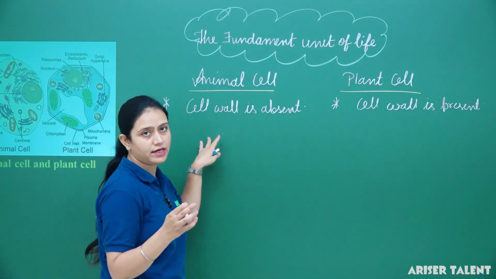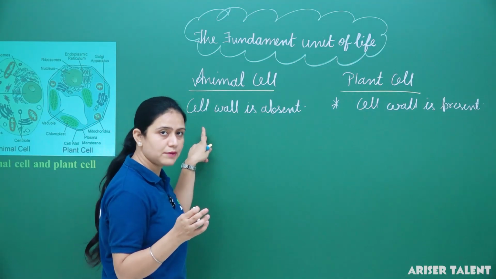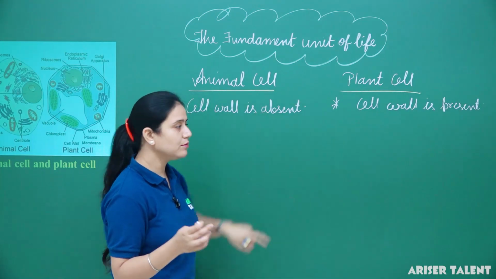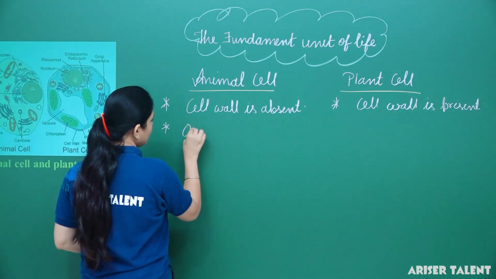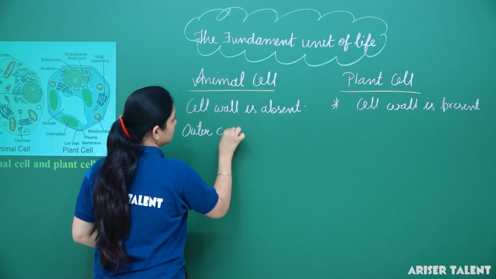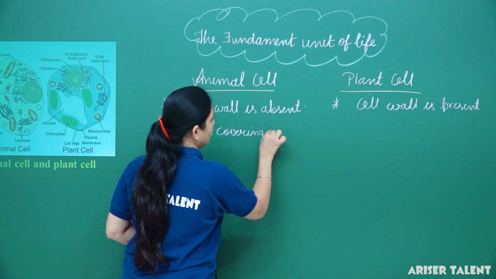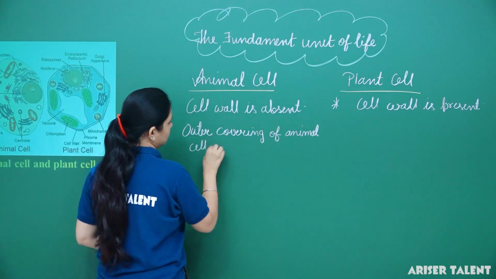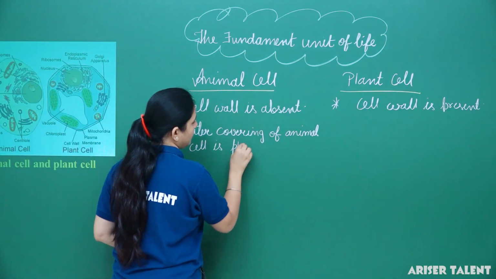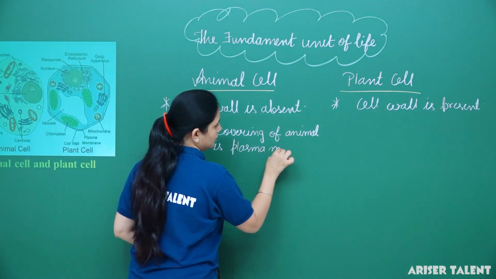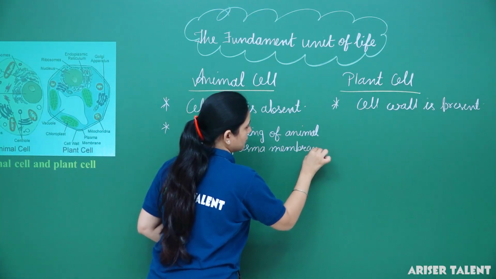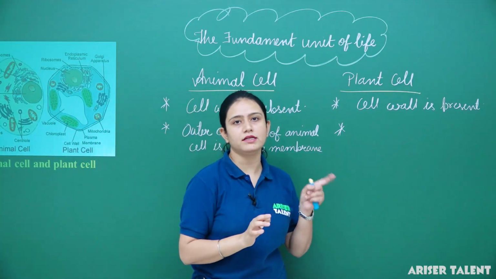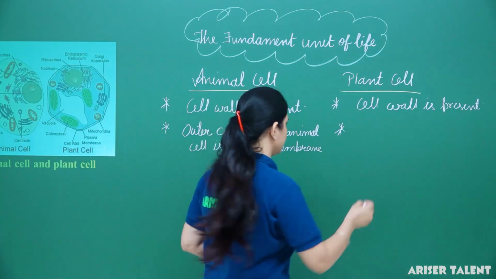So, this is the difference between animal cell and plant cell: cell wall is absent in the animal cell, only plasma membrane is present, and in the plant cell, cell wall is present. So, here we can mention the outer covering of animal cell is plasma membrane, and here in the plant cell, plasma membrane is covered by a membrane, that is cell wall. This is thick and rigid.